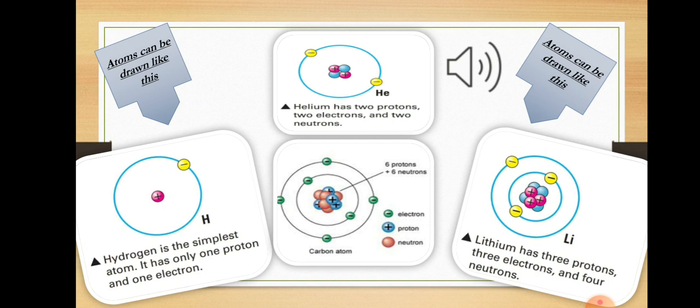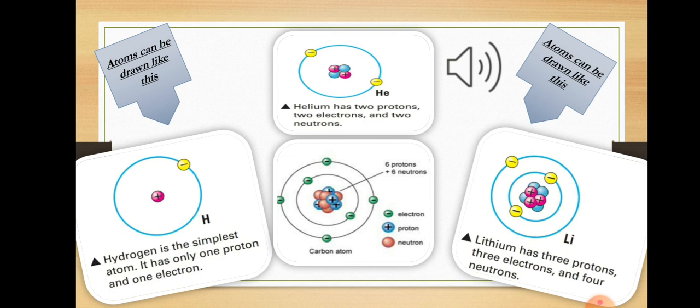And now here are some examples of how atoms can be drawn like this. The protons and neutrons are packed together in the center of the atom. This is called the nucleus. And the smaller electrons whiz around the nucleus in tiny orbits. They move so incredibly quickly that they turn into a blurry cloud. This is called the electron cloud.